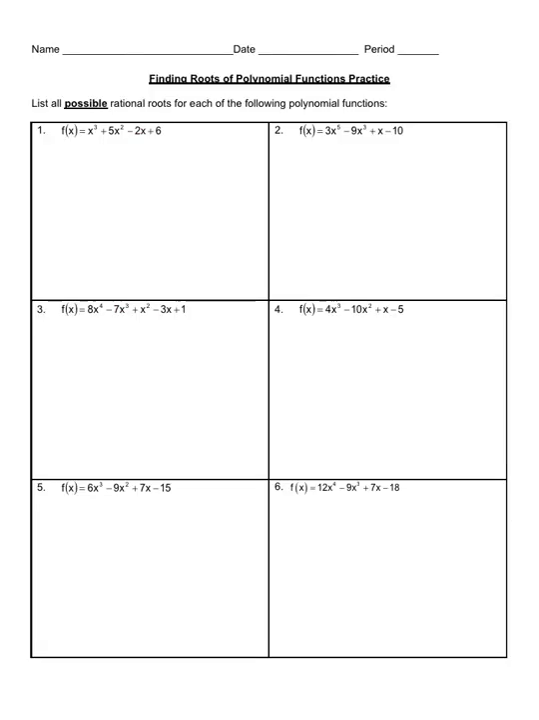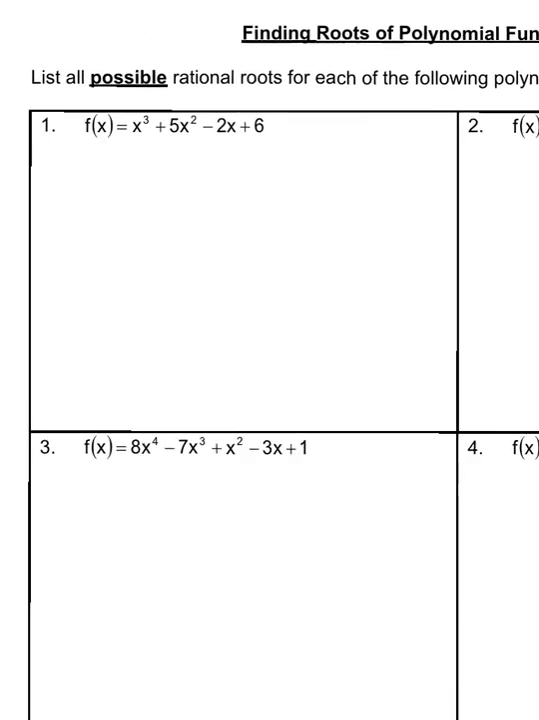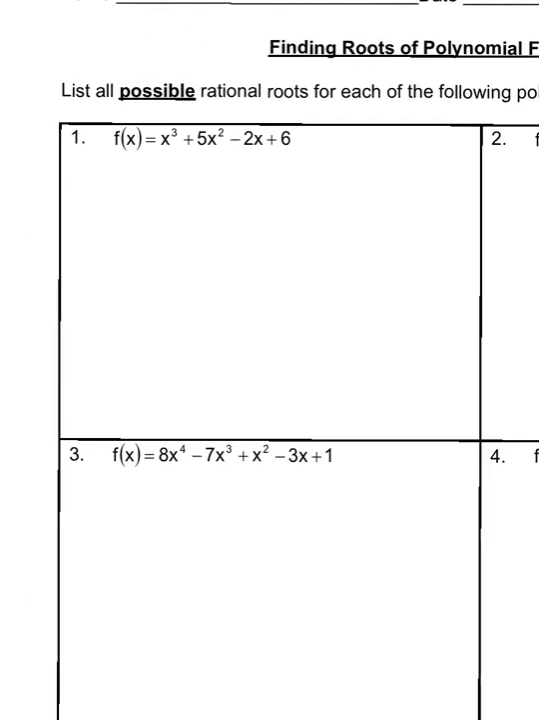Okay, this is your practice assignment. For the first 6, you're only listing the possible roots. You're not going to use synthetic division to test them. I just want you to make me a list. So for example, for number 1, this is P. Your Q is going to be a 1. So you're going to do x is equal to plus or minus P over Q. So plus or minus 6 over 1.